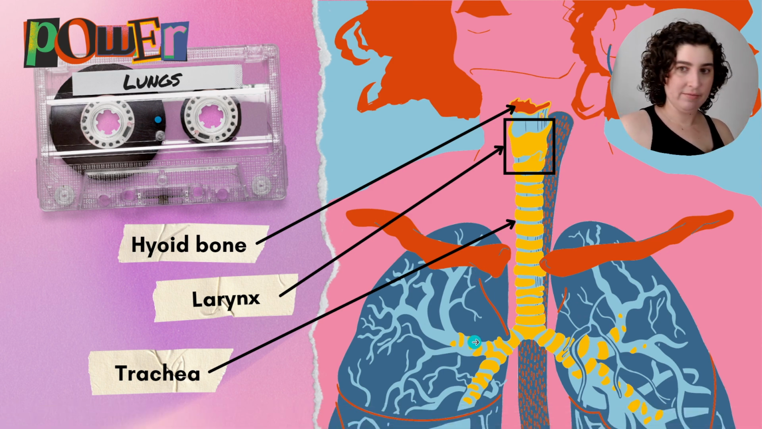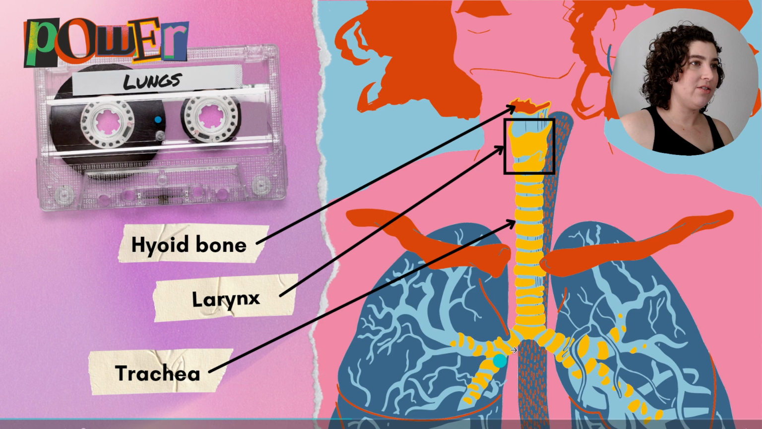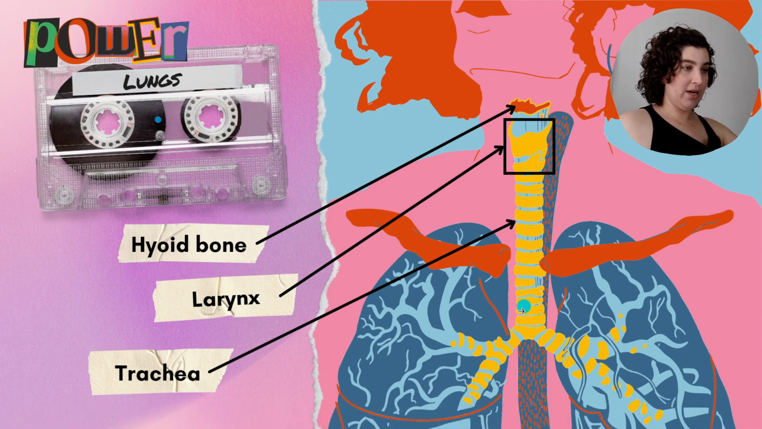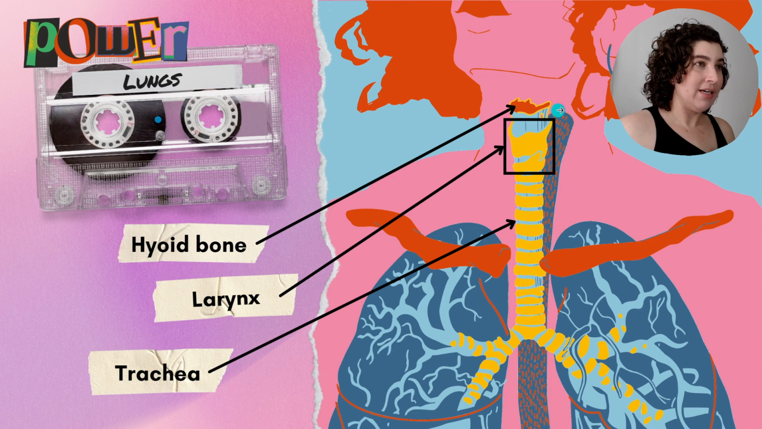So we have our lungs here. They're sort of in your chest. And then right here we have your trachea. So this is what leads to your lungs. So when you breathe in, air comes through your trachea and goes to your two lungs. Your larynx, which we're going to talk about on the next slide, sits right on top of your trachea, connected right there. And then it's suspended in your neck by the hyoid bone.